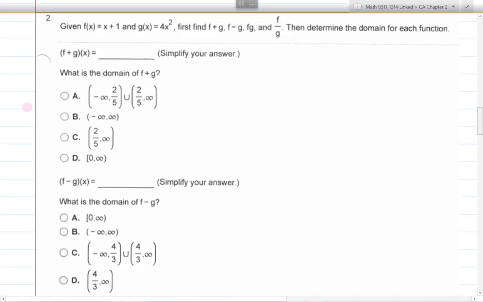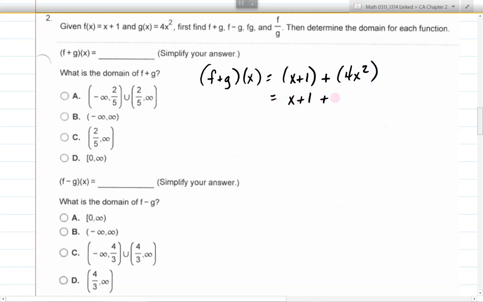This time f of x is x plus 1, g of x is 4x squared. So f plus g of x is parentheses x plus 1 plus parentheses 4x squared. So that's x plus 1 plus 4x squared, and I'm going to write it in descending powers, 4x squared plus x plus 1. That's my sum function.